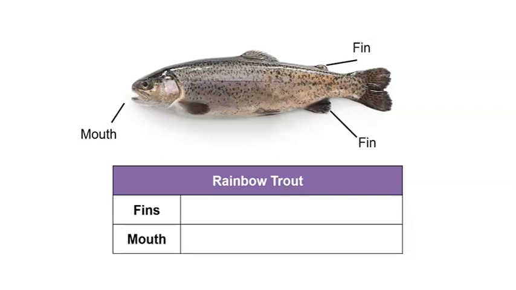Let's see. The trout uses its fins to swim around and get food, and then the trout uses its mouth to take in that food. These characteristics will definitely help this organism survive. Now let's look at a land animal and check out its characteristics.